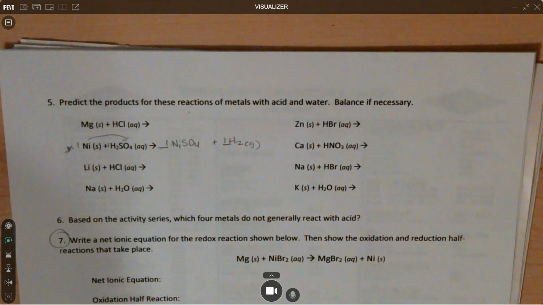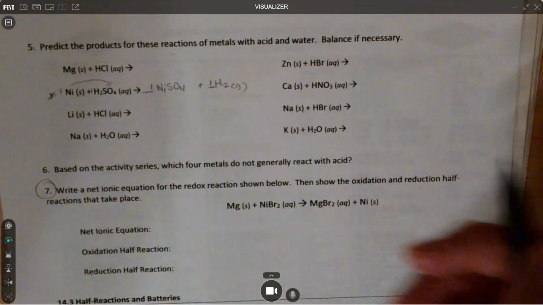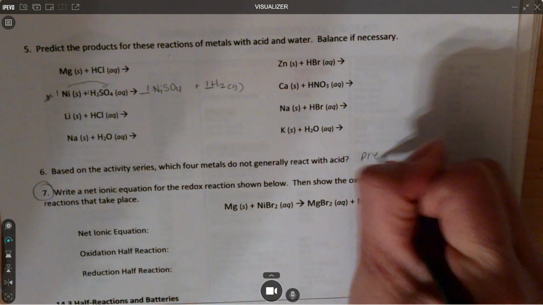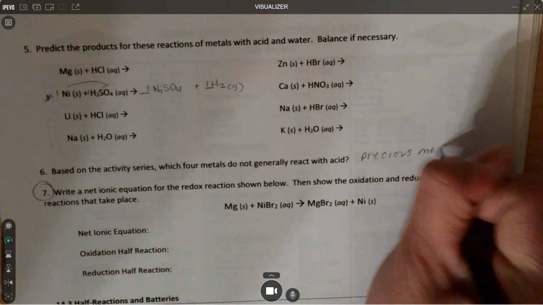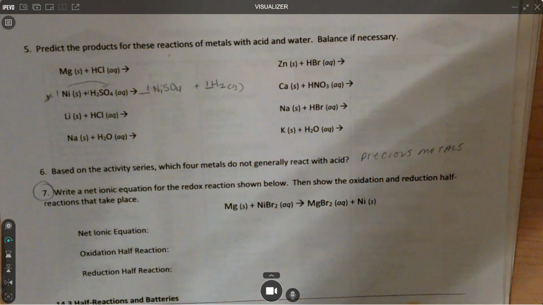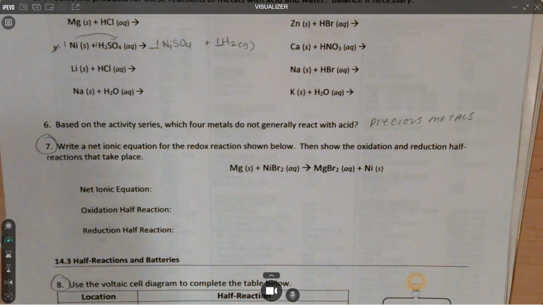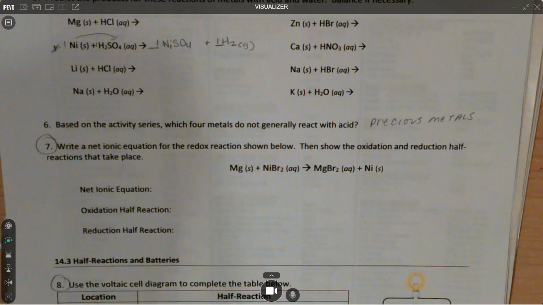Okay. All right. Next one, number 6 says, based on the activity series, which 4 metals do not generally react with an acid? So these are going to be our precious metals. And I went over those on the last PowerPoint, which ones were our precious metals. So if you guys look at that towards the end of the PowerPoint, you're going to find out the precious metals that we have. Just think about what sells more at the jewelry store.